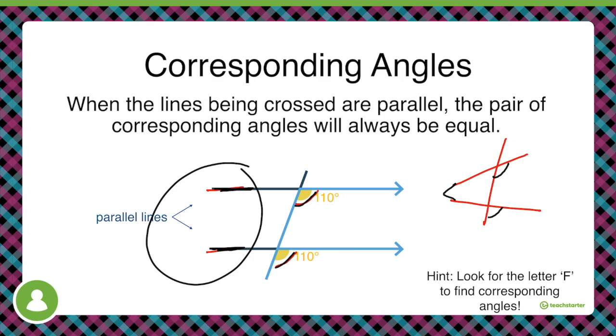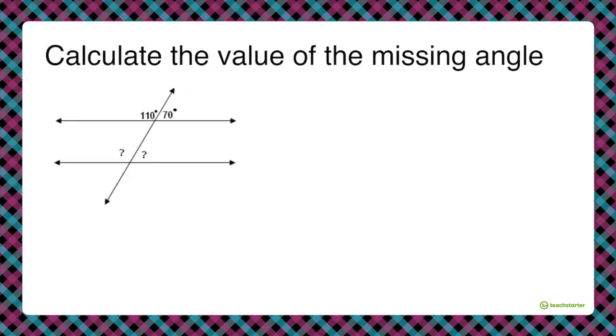Let's have a practice with that. In this one, it wants me to calculate the value of the missing angles. So I'm looking for the F. My first F that I've found here is an upside down one. Here's the one angle, and here's the other angle. I can see that these lines are parallel to each other because of these arrows.